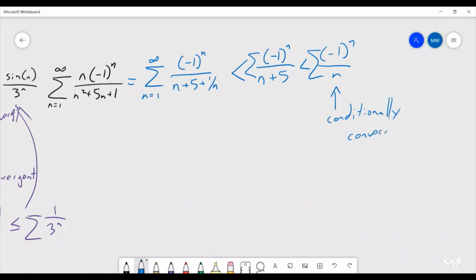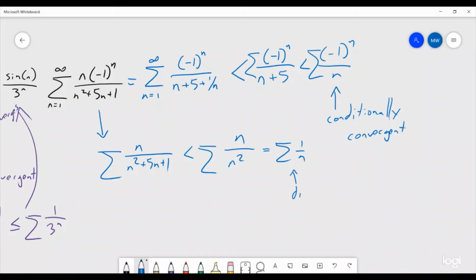And in fact, it would work the same way if we were to just go straight from this one to the sum of n over n squared plus 5n plus 1. This is less than the sum of n over n squared, which is equal to the sum of 1 over n. This diverges, but this converges, which tells us that this is conditionally convergent. So that's how we can get that one. Let's see if we can do another one.